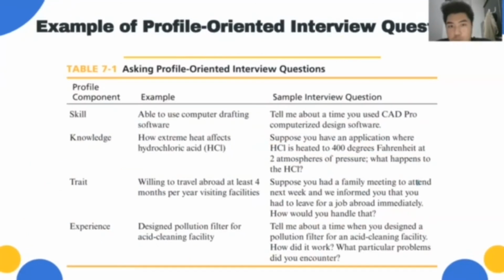Okay, this is an example of a profile-oriented interview question. You can see on the screen the profile components: skill, knowledge, trait, and experience, and this is an example of it. And this is the sample interview question. You can read it on the screen.